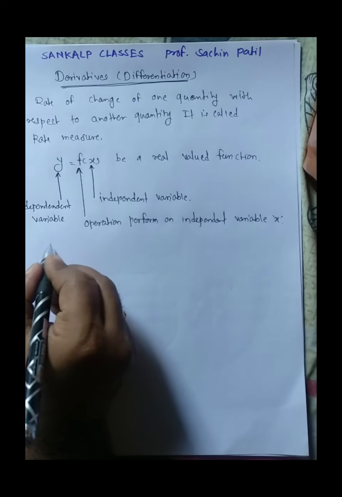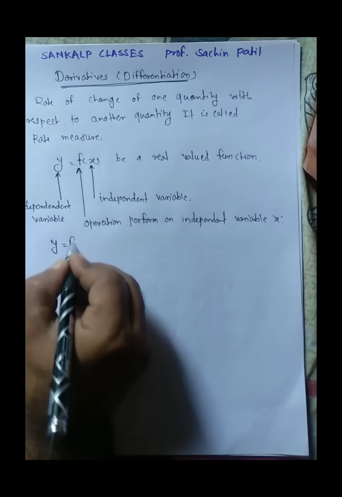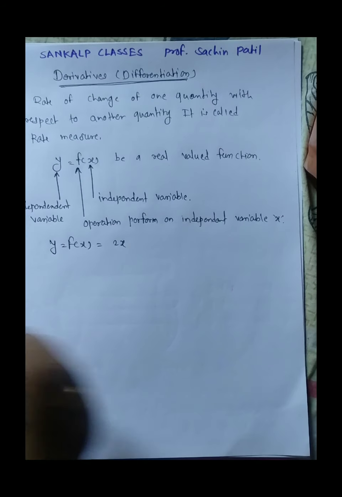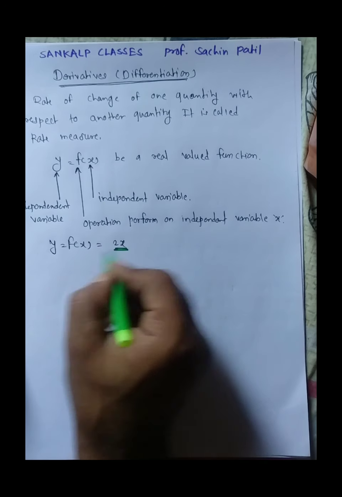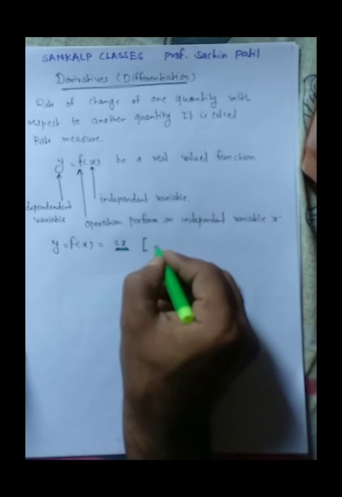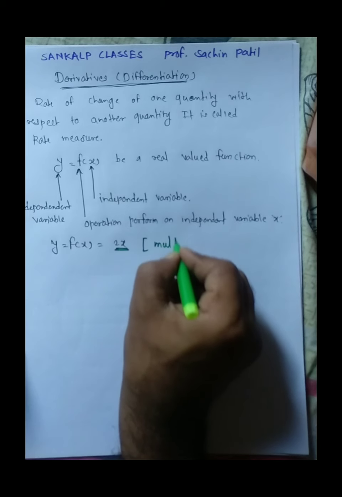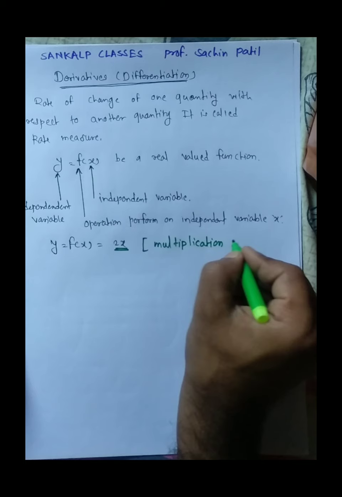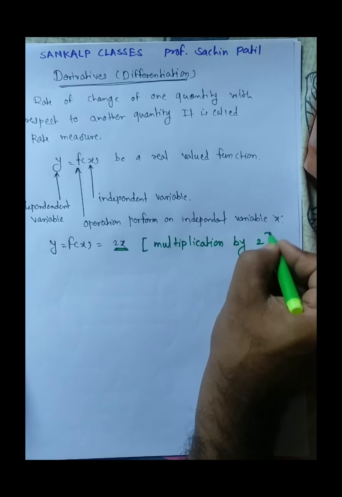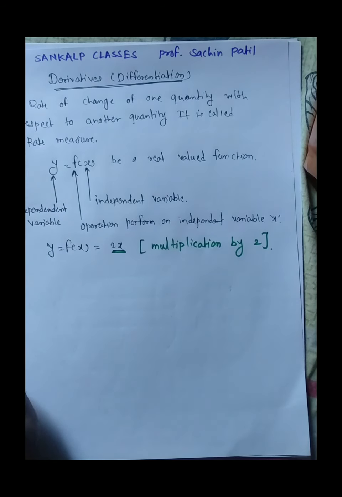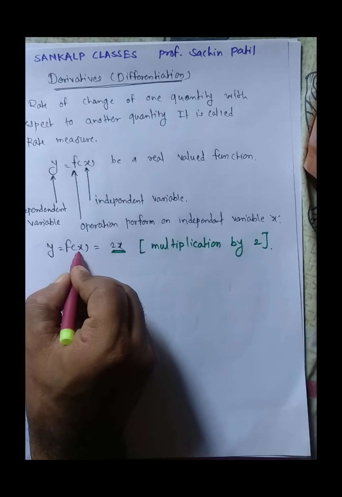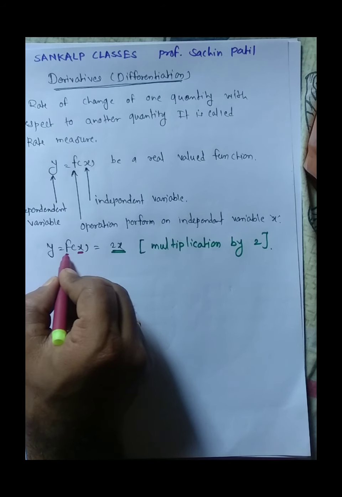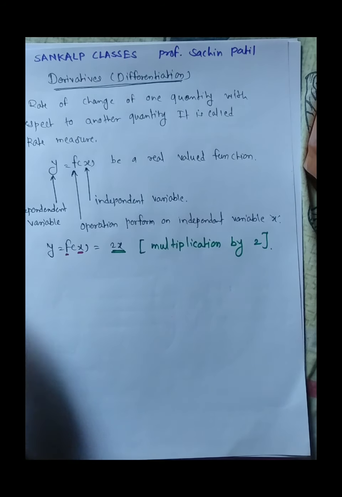For example, we consider y is equal to f of x is equal to 2x. It is simply 2x is the function, and here we perform the operation of multiplication by 2. That means you perform the operation on variable x as a multiplication by 2 by using that function f, and you will get the value of y.